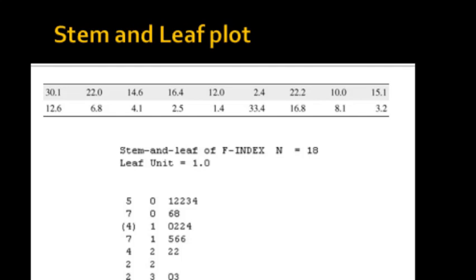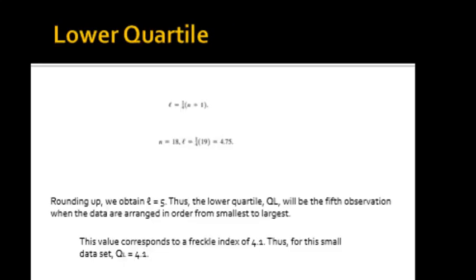We have 18 observations. We can make a stem and leaf plot here. As you can see, these are the values displayed on the stem and leaf plot. Now, to find the lower quartile, we know the lower quartile is the 25th percentile. So in this case, N is 18, and then this is 1/4 times (N plus 1). So P is 1/4 or 0.25.